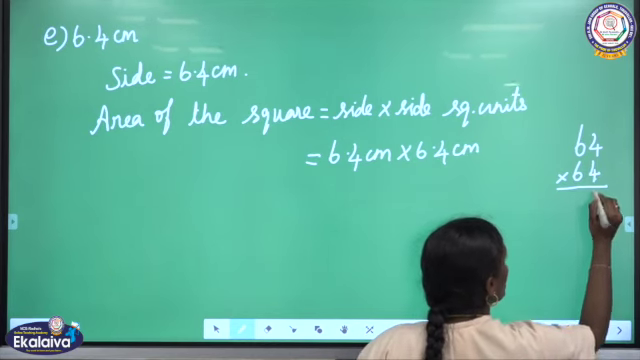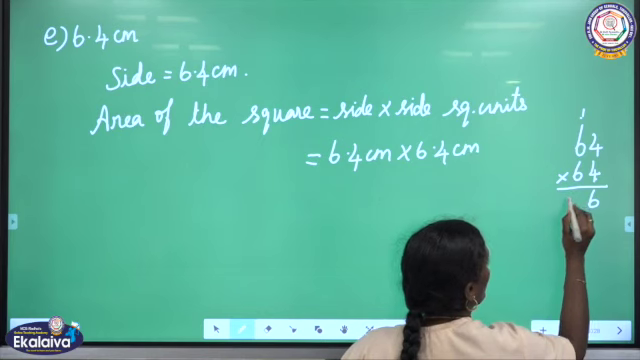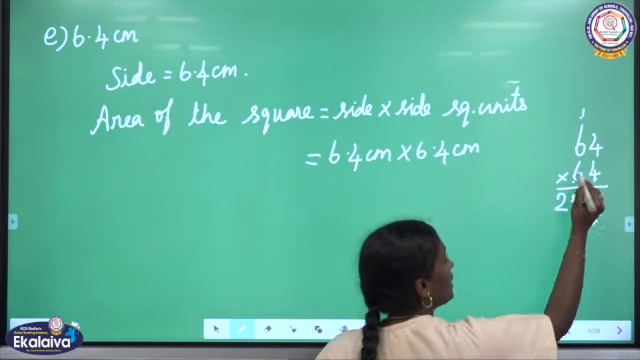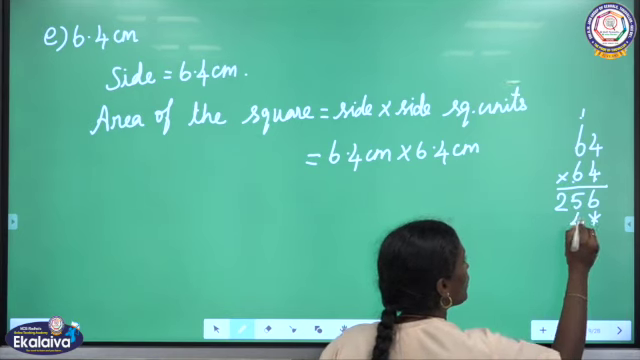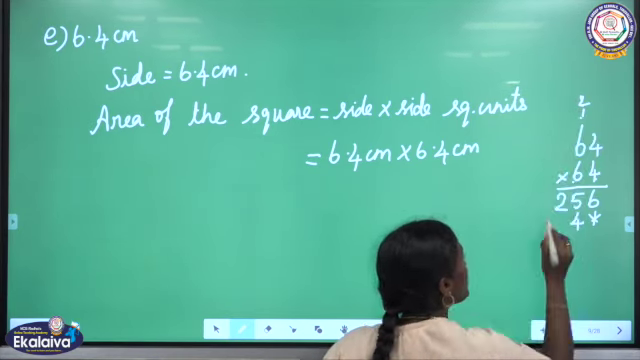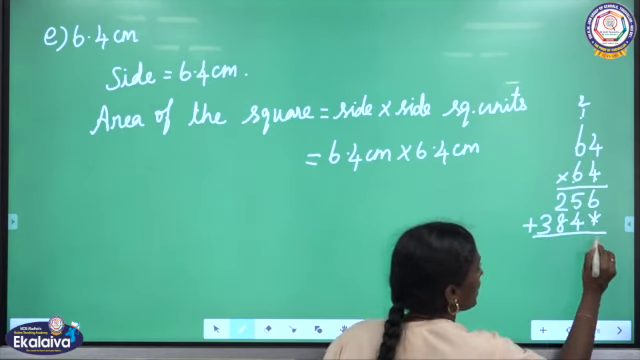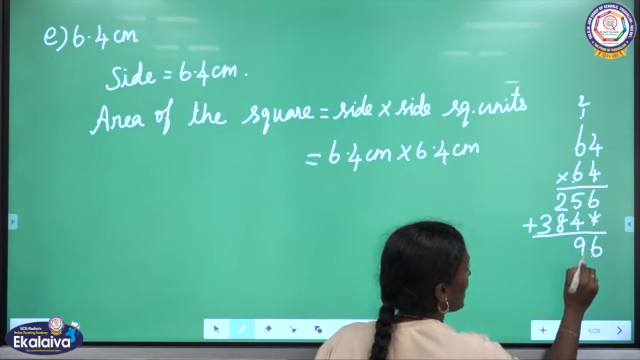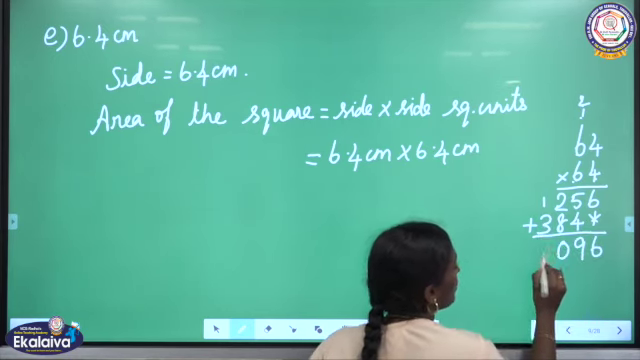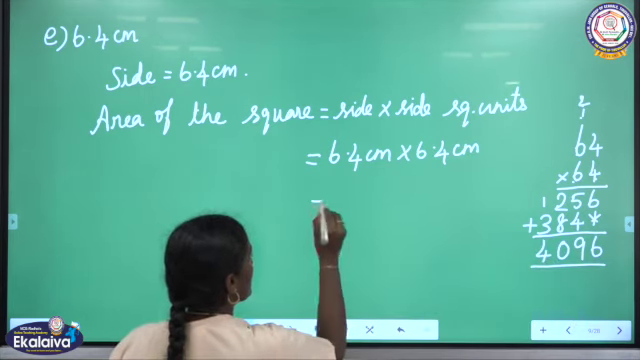Here 4 4s are 16. 6 here, 1 carry over, 6 4s are 24. 24 plus 1, 25. Now we have to leave the ones place. Again 6 4s are 24. 4 here, 2 carry over, 6 6s are 36. 36 plus 2, 38. Now we have to add the numbers. Here 6, 5 plus 4, 9, 2 plus 8, 10. 0 here, 1 carry over, 4. 1 plus 3, 4. 4096.